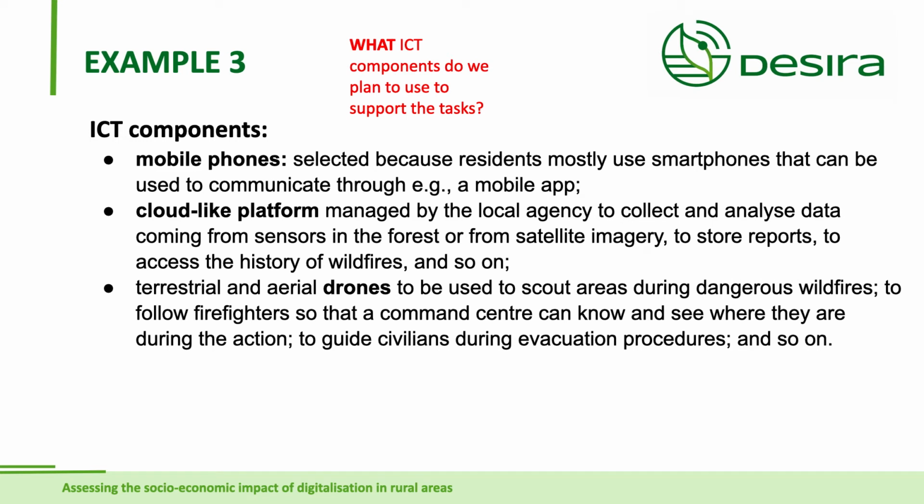Now that we have actors, goals, and tasks, we need to identify the ICT components. To do that, you should ask, what ICT components do we plan to use to support the tasks? In our case, we have mobile phones, which are selected because residents use them to communicate with the mobile app, a cloud-like platform, which is managed by the local agency, and some terrestrial and aerial drones, which can be used to scout areas during dangerous wildfires.